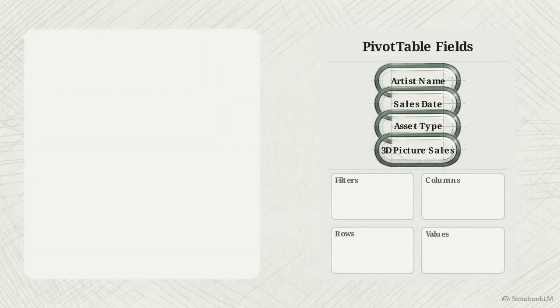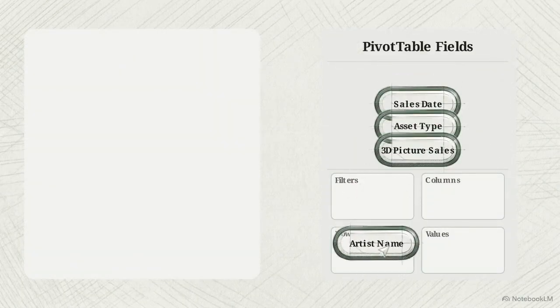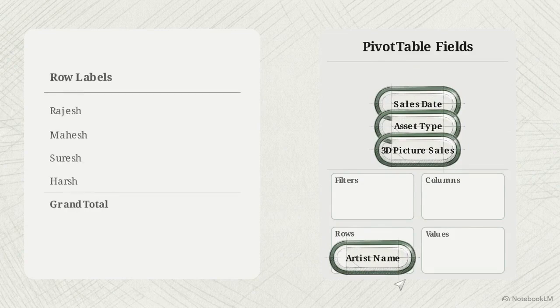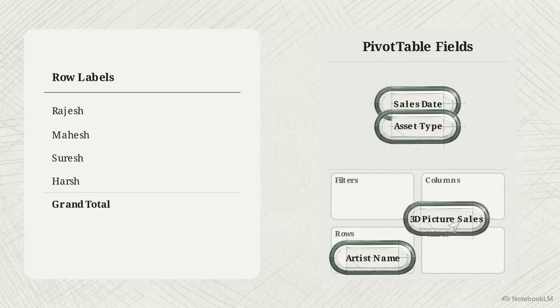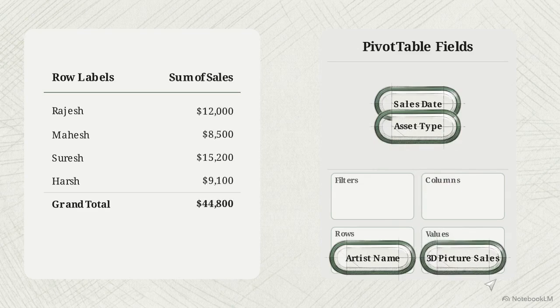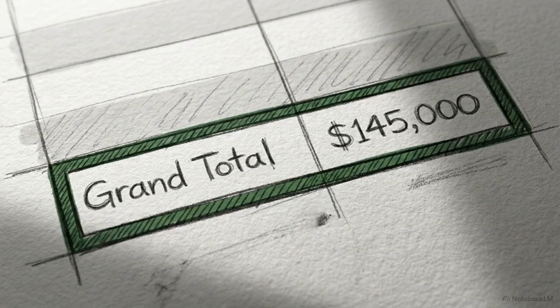In the control panel, drag the artist name field into the rows quadrant. This creates a vertical list of every artist. Next, drag 3D picture sales into the values quadrant. The sales figures instantly align with their names. At the bottom, you'll find the grand total. Excel calculates this automatically, no formulas required.